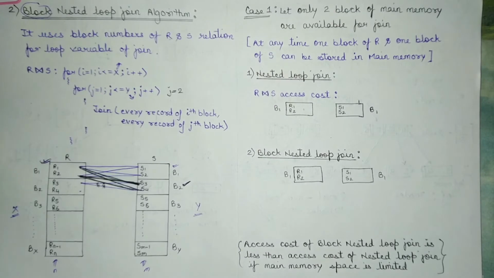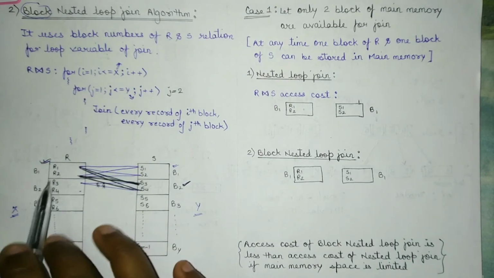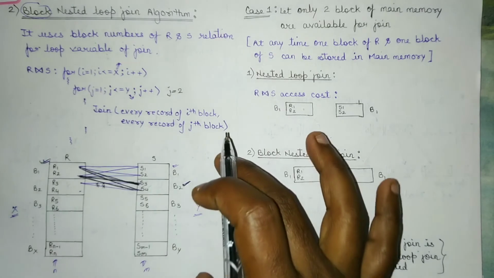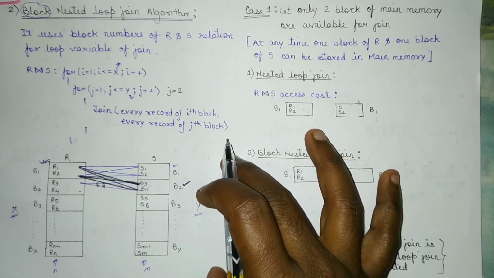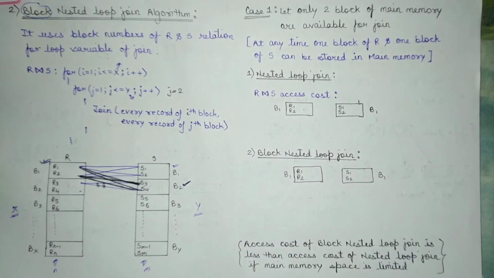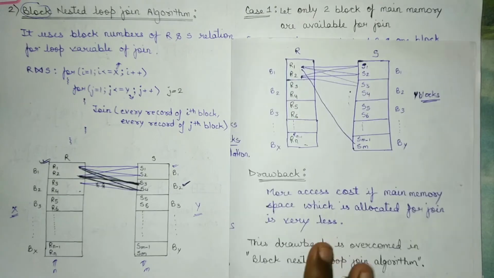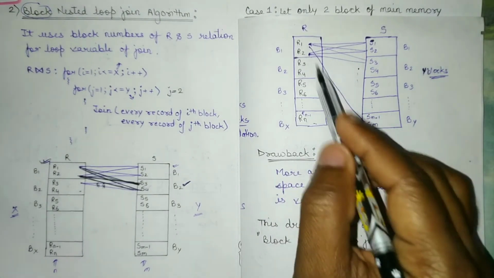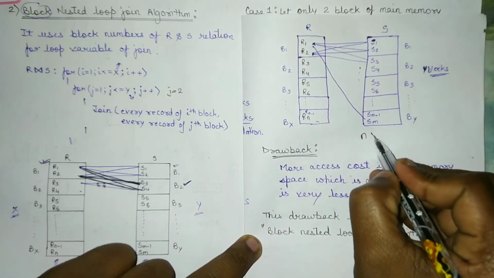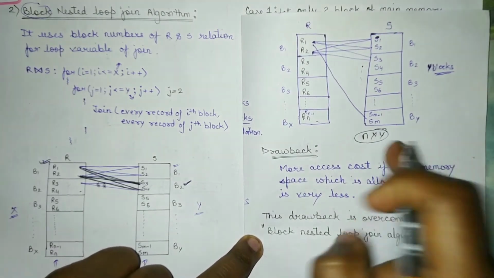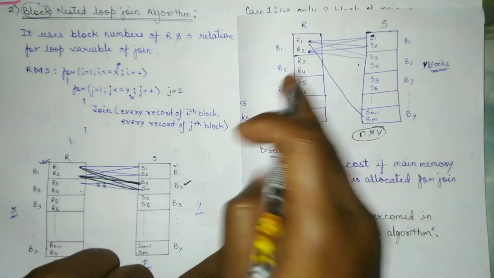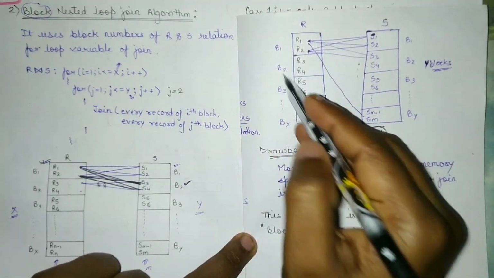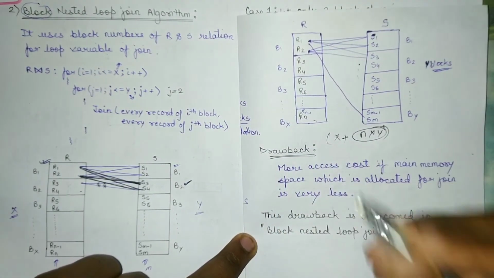So here you can see that for one block of relation R, we have to access Y blocks, right? But in the previous one that we have discussed, which is nested loop, see here, for each record we have to access the Y blocks. That means for the N records we have to access Y blocks, that means N times Y plus these X blocks. So this is the access cost.